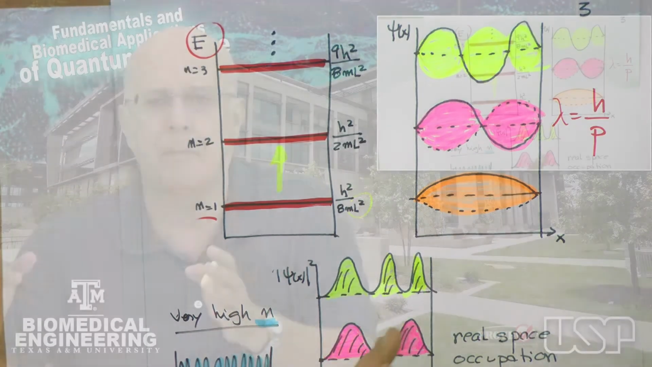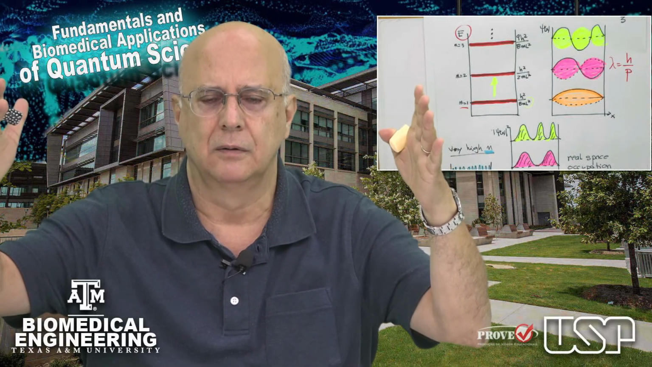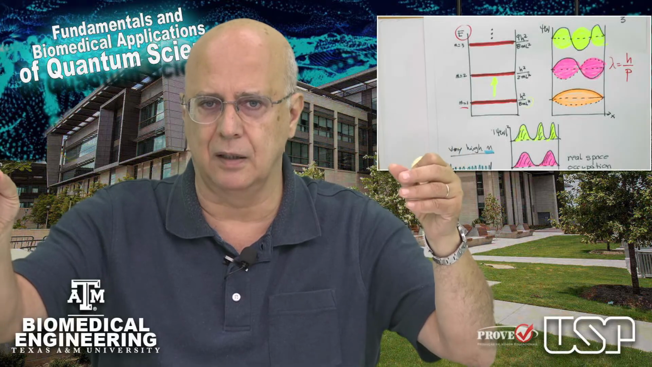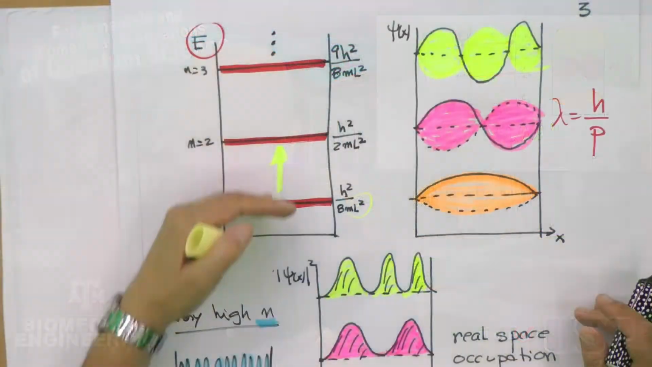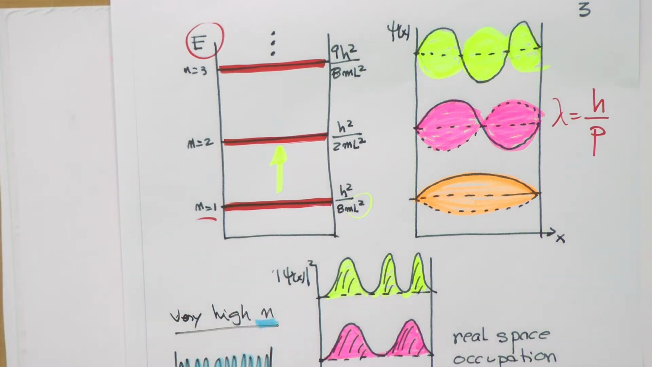So when we come to the macroscopic world, if I have a box this big, like my hands, and I put the electron in, L is so big that probably I have a hard time observing those levels. They'll be too close together.